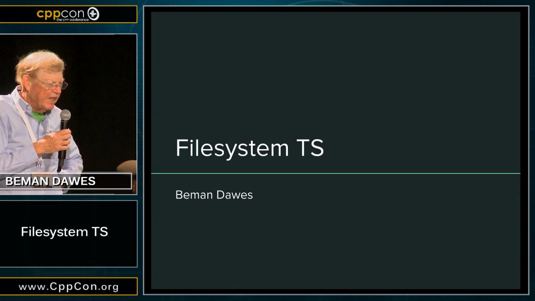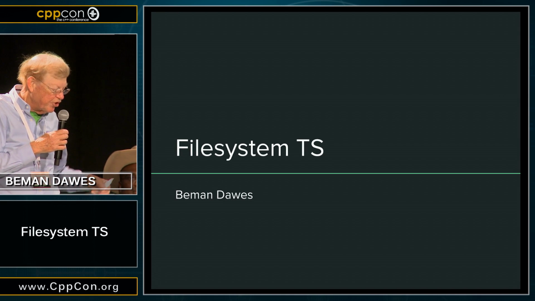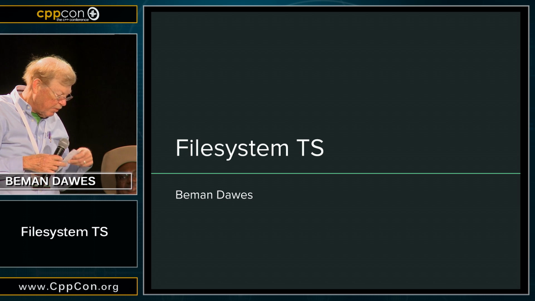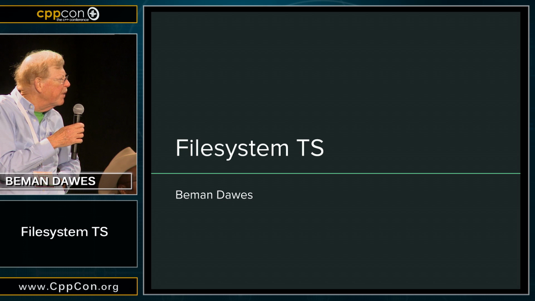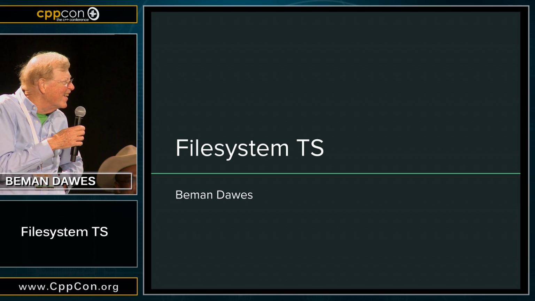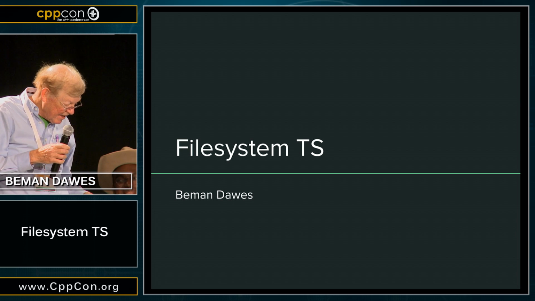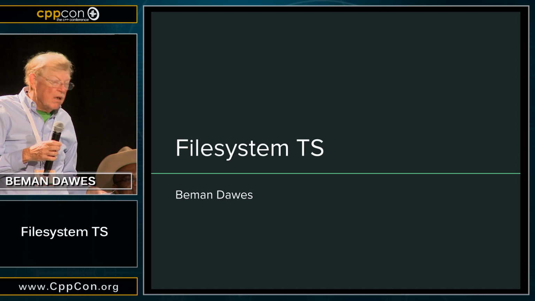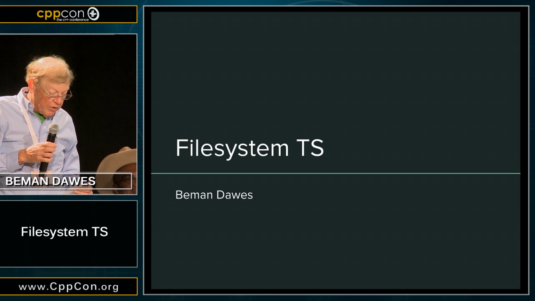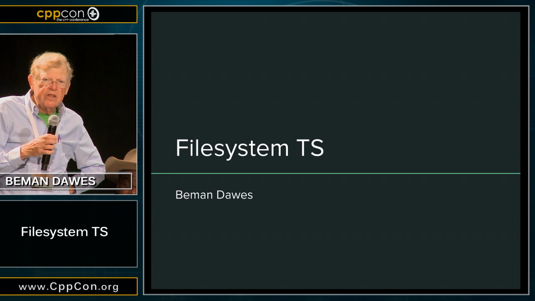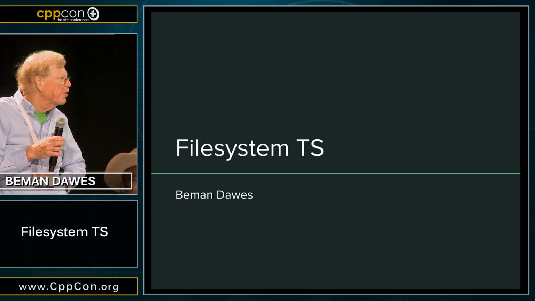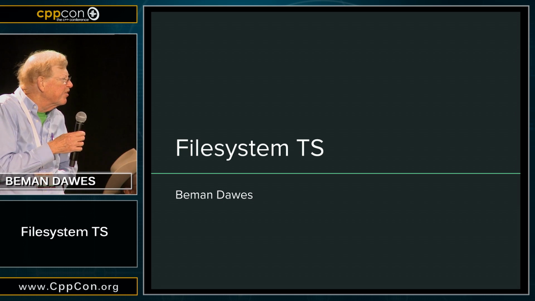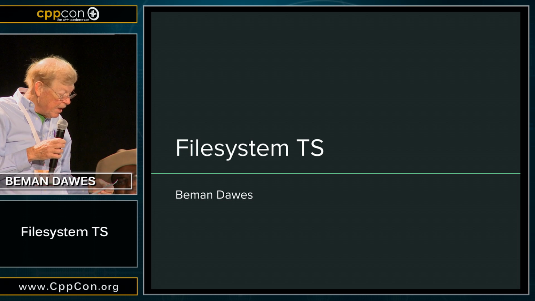The filesystem TS, I think, was the first of the TSs that actually shipped. We finished it in 2014. I think I escaped from ISO's bureaucracy finally in January of this year. If you want to see a reference to it, the final committee document was N4100, easy to remember. If you just Google C++ filesystem TS, that's probably about all you need to do.